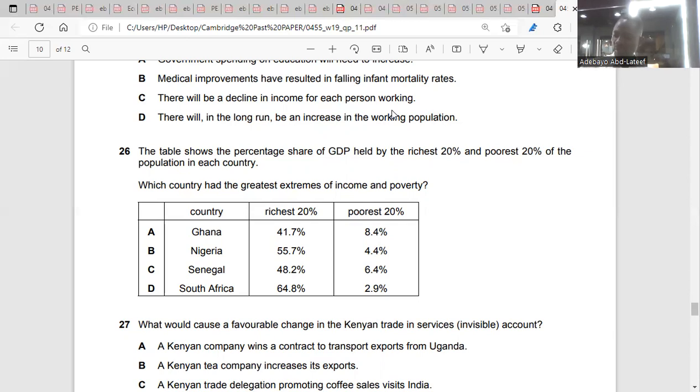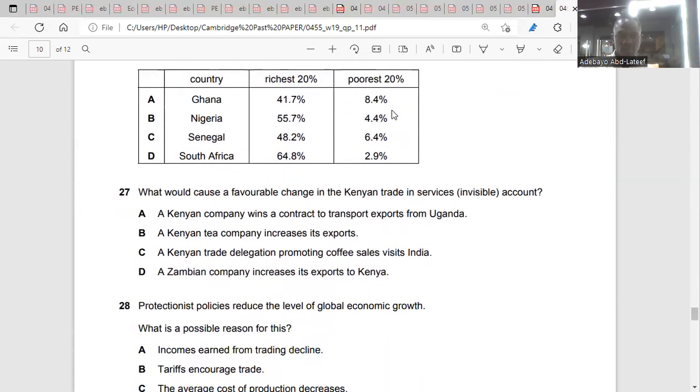What would cause a favorable change in the Kenya trade in services invisible account? What does favorable change mean? Like change that brings positivity. What would cause a favorable change in Kenya trade in service invisible account?